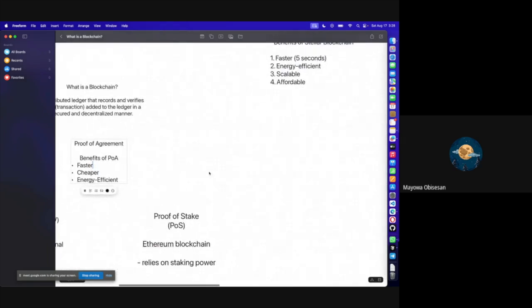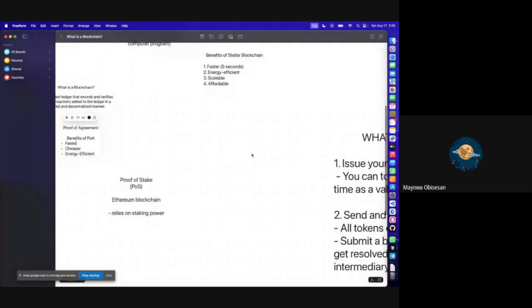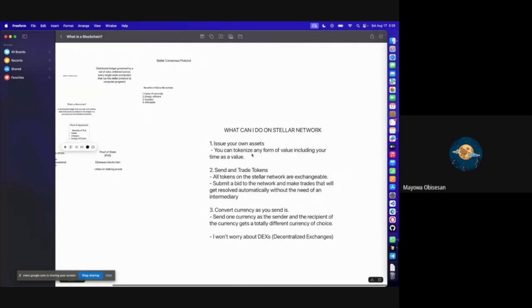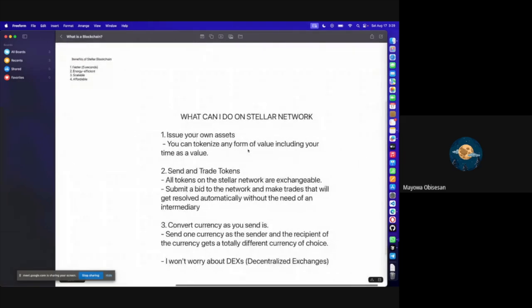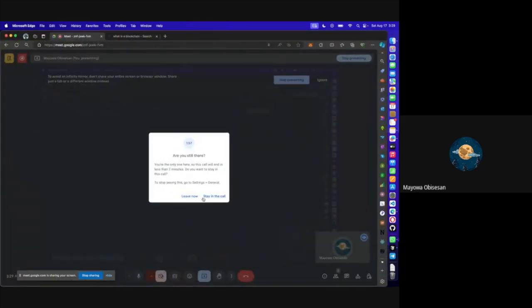So we have that. Now let's talk about what I can do on the Stellar network, right? Because we've seen now that it's a layer one blockchain, it's an open source blockchain, it is open to anybody, it's governed by this rule called the consensus mechanism, and it makes use of the proof of agreement consensus mechanism. Now, what can I do, right? What is important for me? What can I do on this thing?